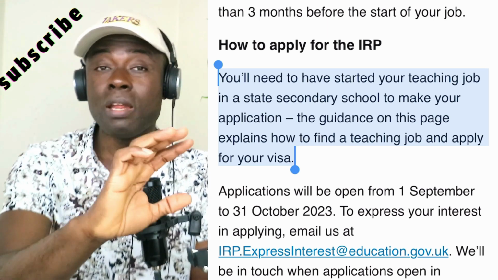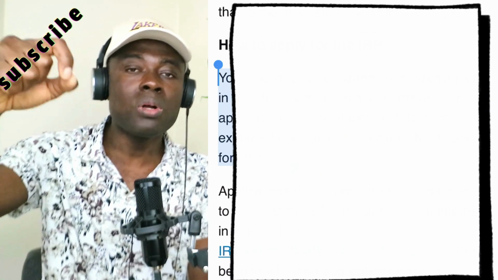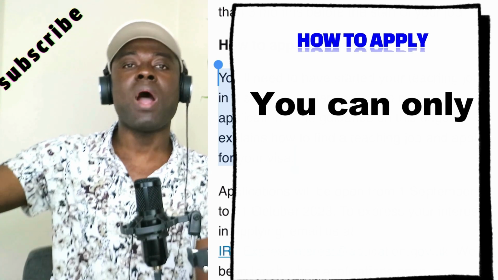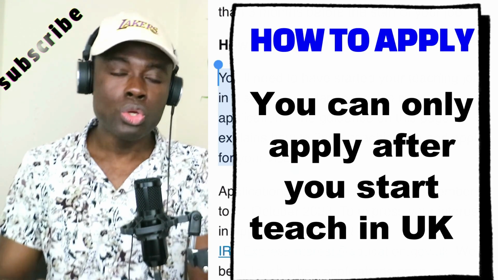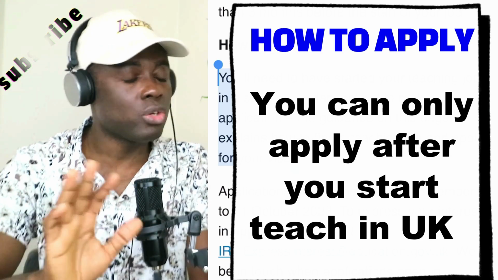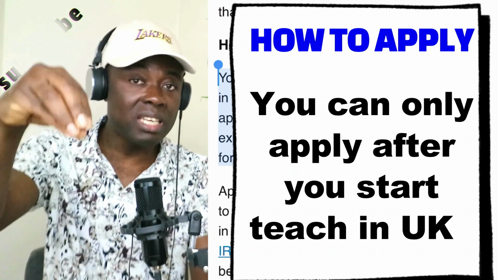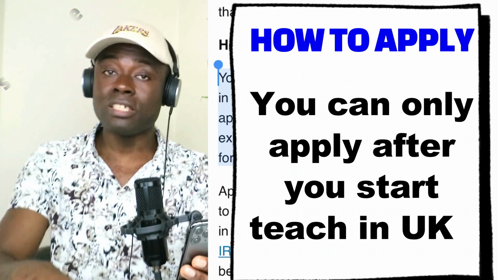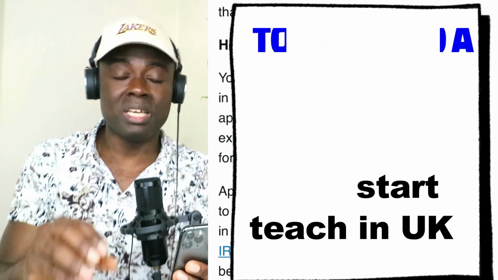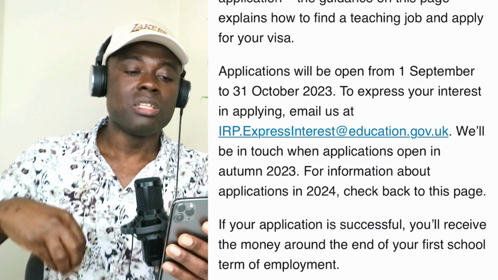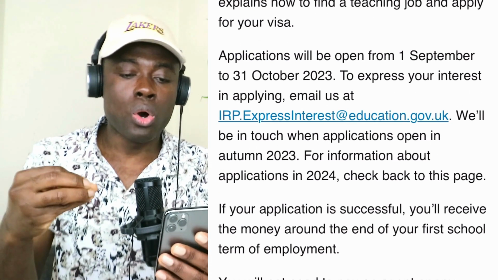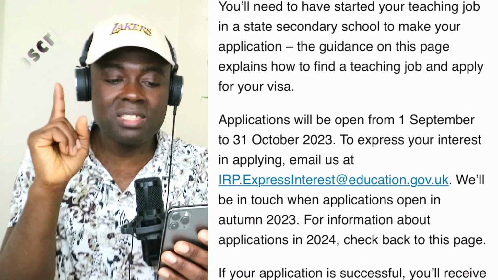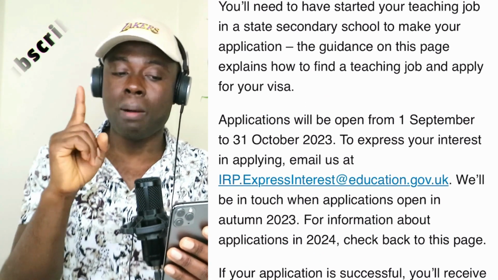So this is important information. You cannot apply whilst in your home country. No, you can't apply whilst outside the UK. No, you have to be in the UK to be eligible to apply for this payment. And they say that you have to start your teaching job in a state secondary school to make your application.